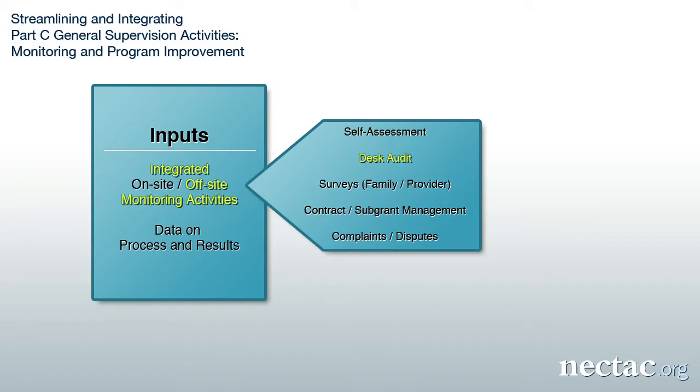A desk audit is the process of the state reviewing materials and information that are representative of a program's performance. Such information may include data from the state data system, completed self-assessment, family survey, dispute resolution process, and previous monitoring reports. The desk audit can assist the state in identifying what issues need further investigation during an on-site visit, and can also be used as an off-site means of conducting annual monitoring of programs on specific indicators.